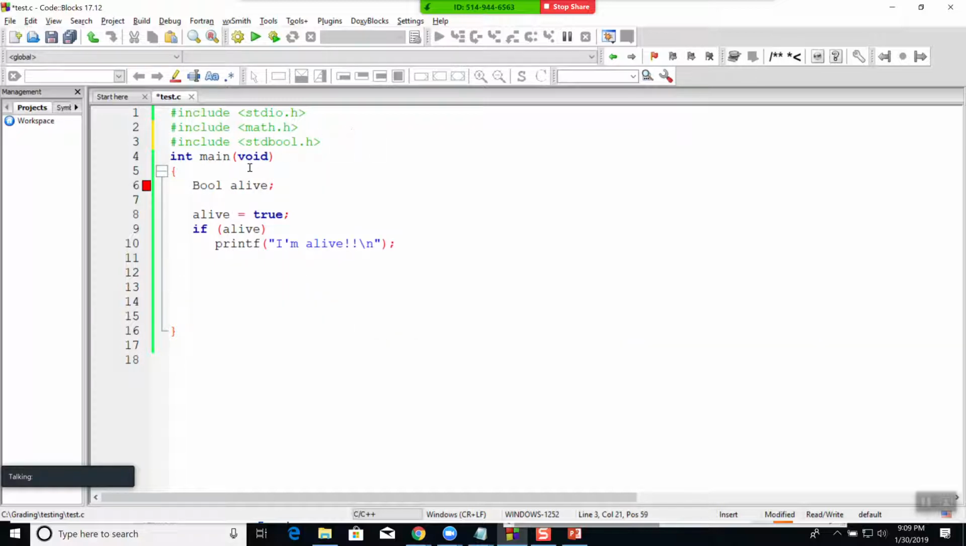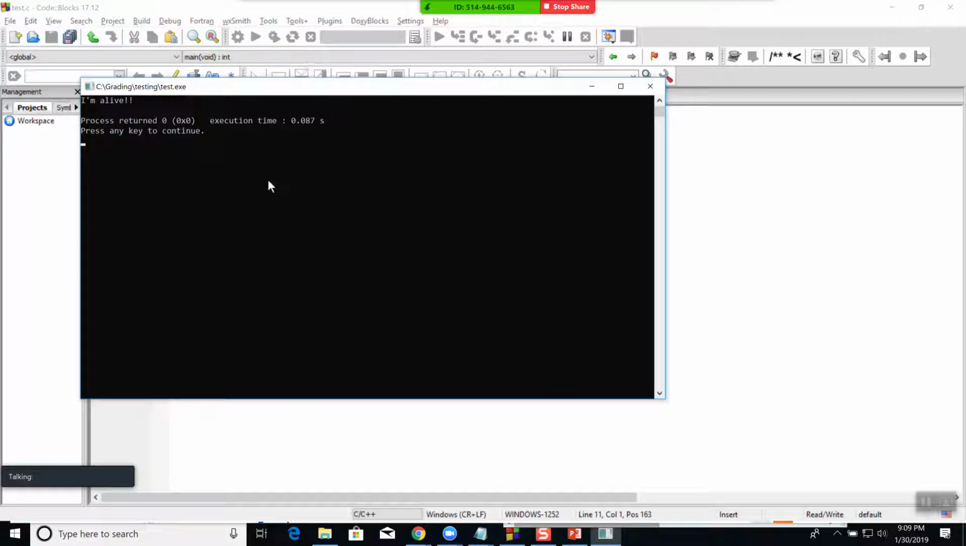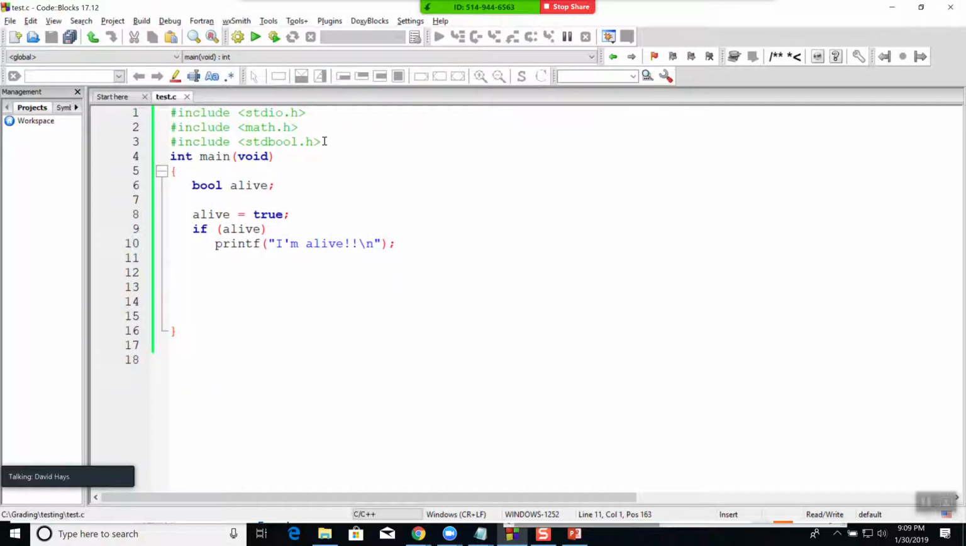Okay. Now, let me get rid of that. I'm alive. Okay, so you have to include this header file. That's where it's defined. And boolean is true or false, 1 or 0, yes or no. So I declare a variable, a boolean, alive, and I set it equal to true. And then I check if alive, and I don't have to do an equals equals here. The reason why is since this is true or false, this says, okay, if this is true, then I'm going to do this. So it's kind of a nice way to do flags.